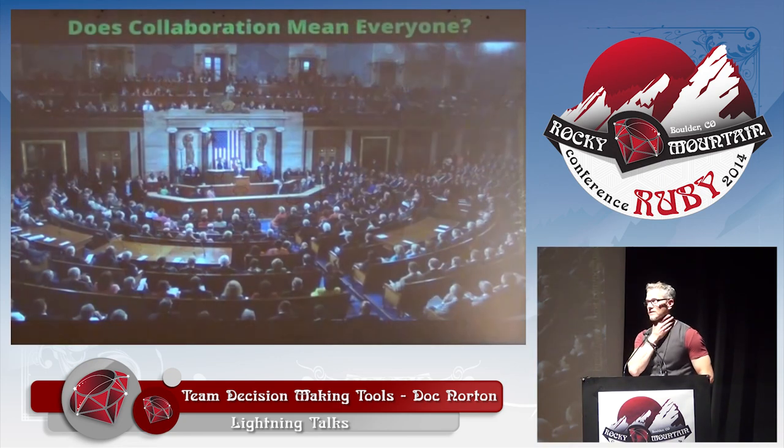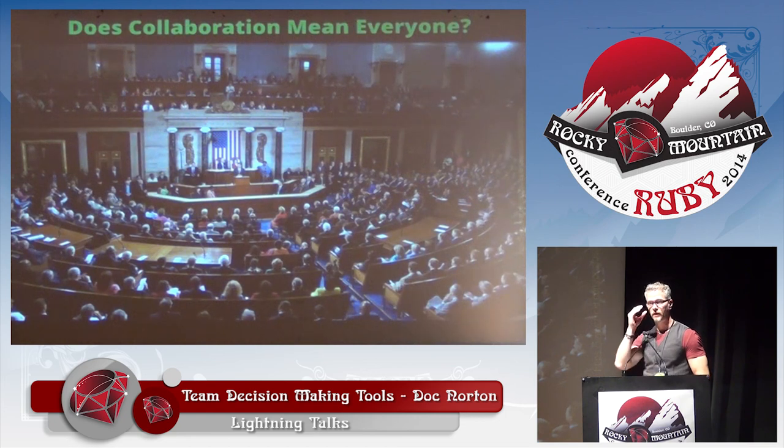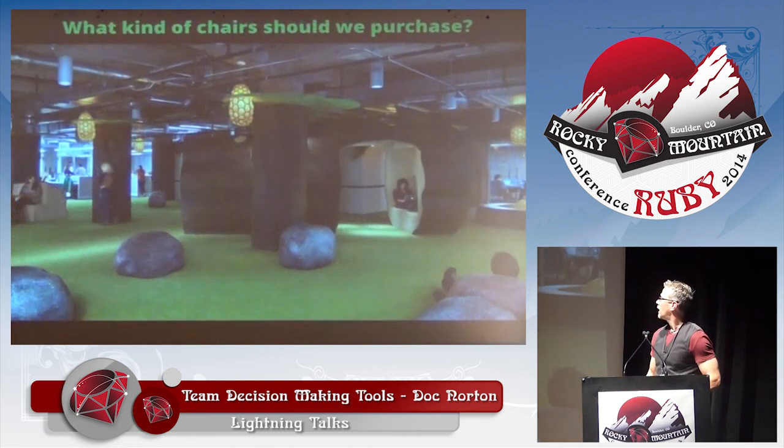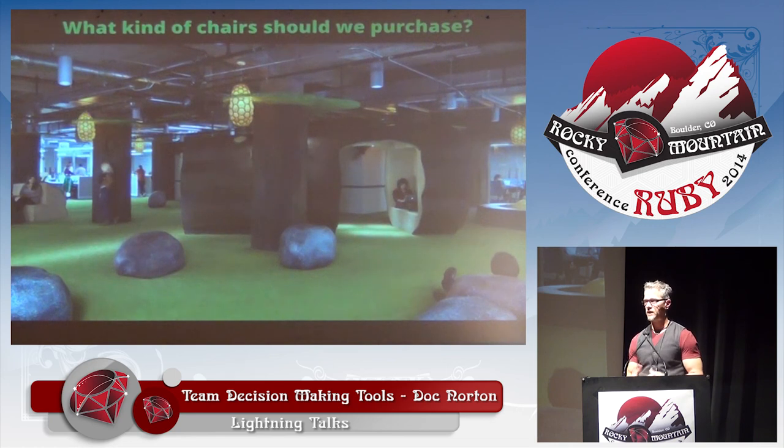One of the challenges we have is, does collaboration really mean everyone? Right? We've got a complex problem, we all want to work together as a team, but when we have everybody involved in the conversation, it's hard for things to move forward. I'll give you an example. What kind of chairs do we want to purchase for the office, right? Here's something that comes up.